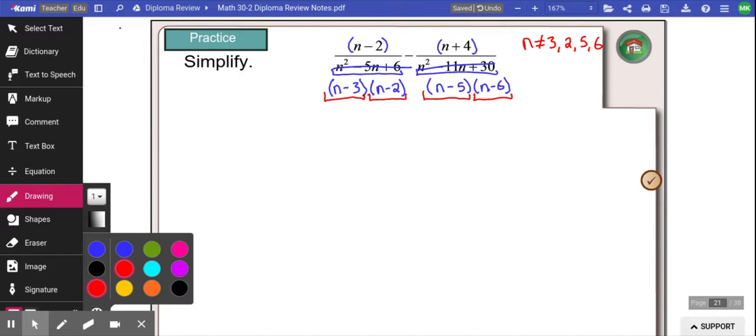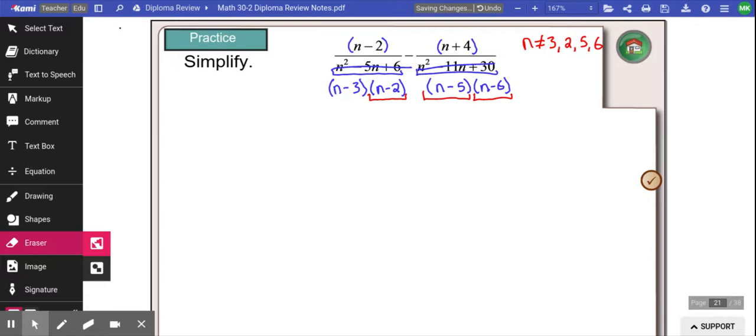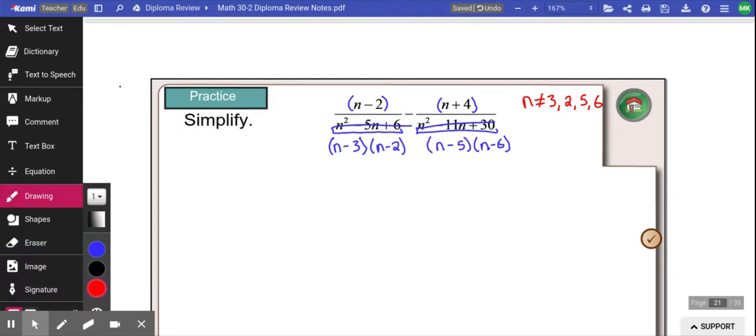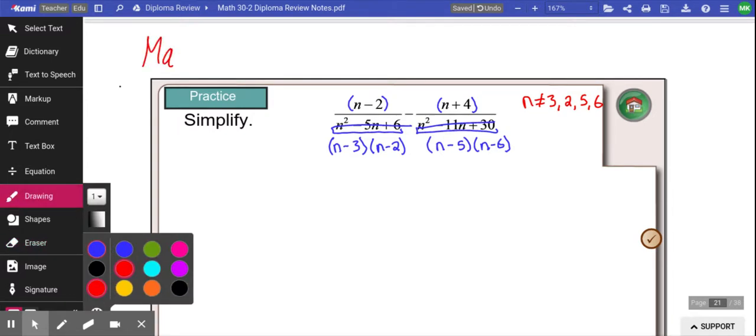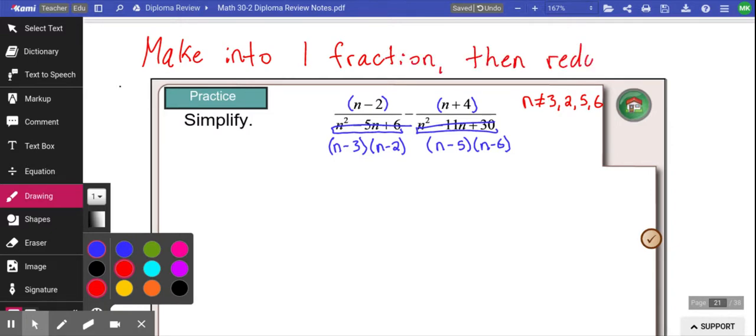Fantastic. The third step is simplify. Now, when we simplify, our goal is to make it into one fraction, then reduce it. That's what simplify means to us. However, sometimes, and not all the time, it's pretty rare actually, you could reduce it before you make it into 1.